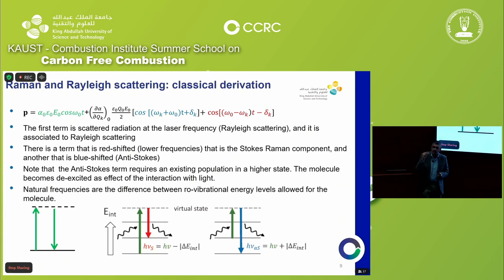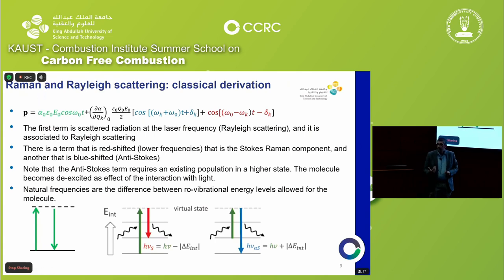Each photon has a quantized amount of energy that depends on the wavelength of the photon. And as the molecule absorbs this photon, it goes into a state that's not allowed. So it will go immediately back to the ground state. But when the photon goes back, it's emitted at the same wavelength, so same color, same energy, but it's going to be scattered in all possible directions. This is our Rayleigh scattering, our elastic scattering. That's the first term in this equation.